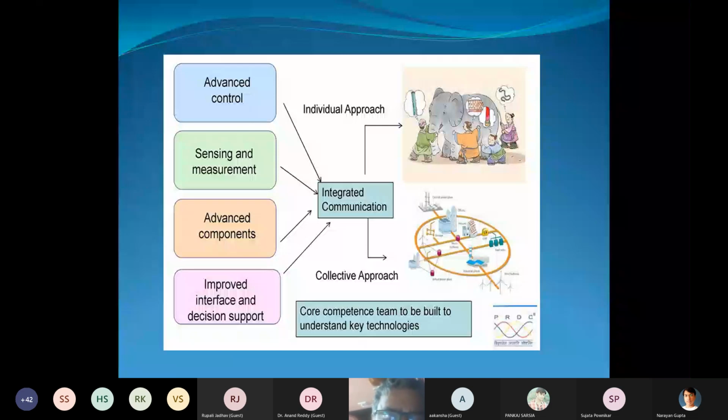The way you see it, you can find it. Advanced control, sensing and measurement, advanced components, integrated communication, individual approach, collective approach. Then there is a core competence team to be built to understand key technologies, improved interface and decision support. Decision support system is a very important area.